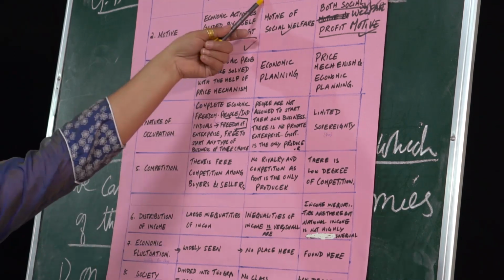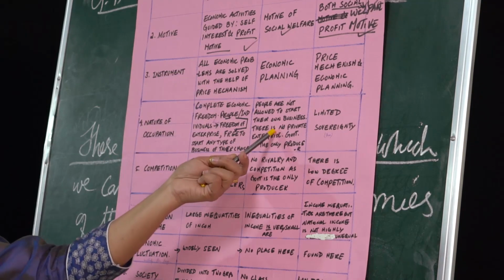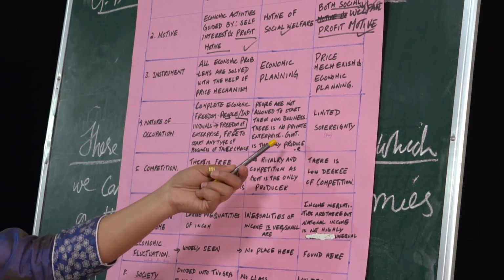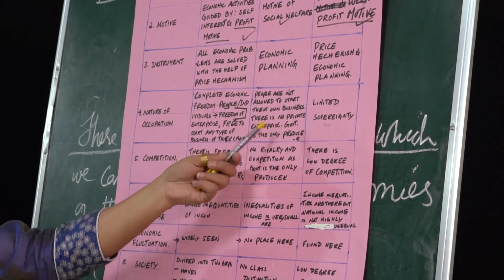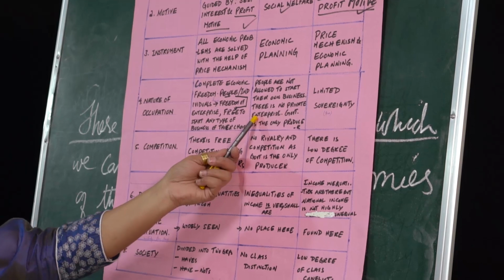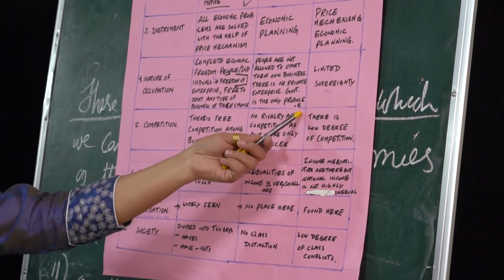Then in a socialist economy, people are not allowed. Strictly only the government manages and controls, so people are not allowed to own their own business. No one can open a business. There are no private enterprises or private businesses. Government is the only producer.